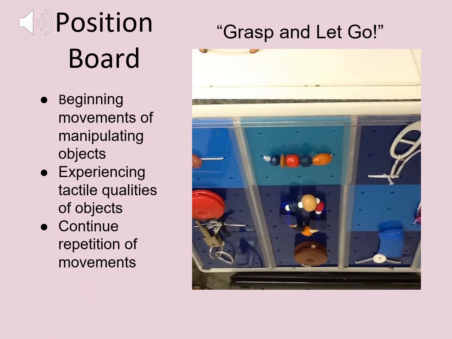This type of position board, known as the grasp and let go, will allow the child to begin movements of manipulating objects. They will also begin to experience tactile qualities of objects and continue the repetition of movements. This type of board allows the object to stay close to the board so that the child always knows where it stands.